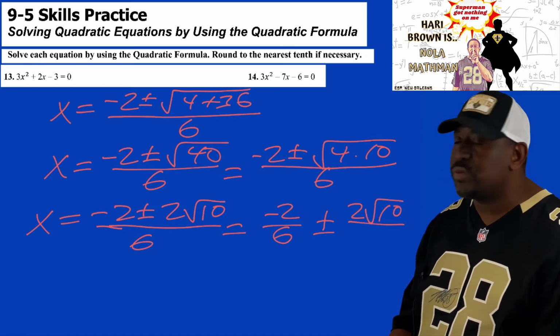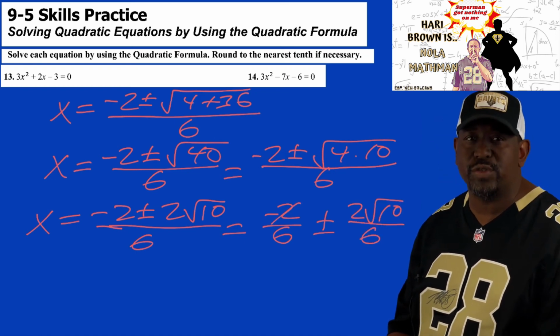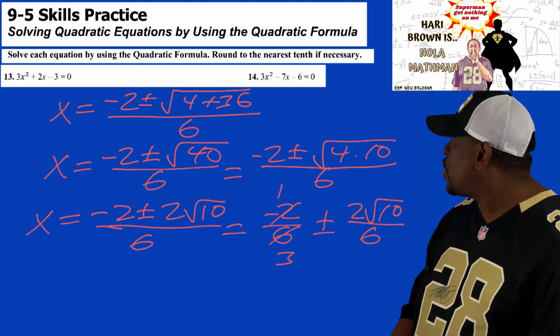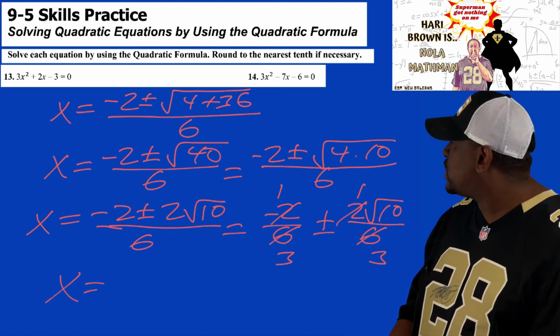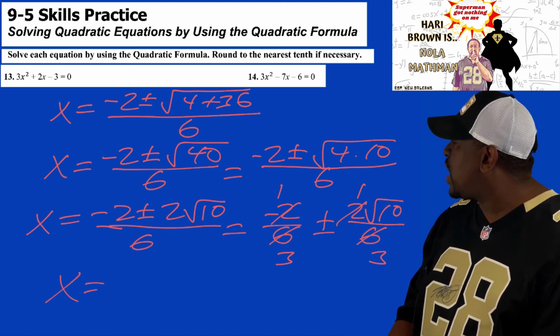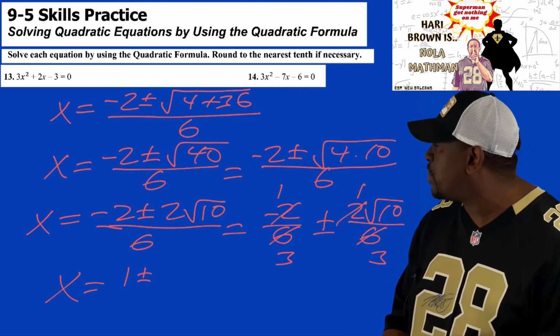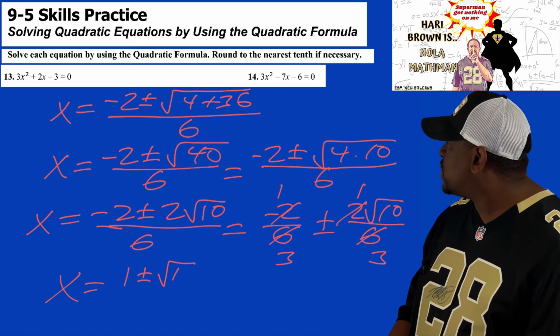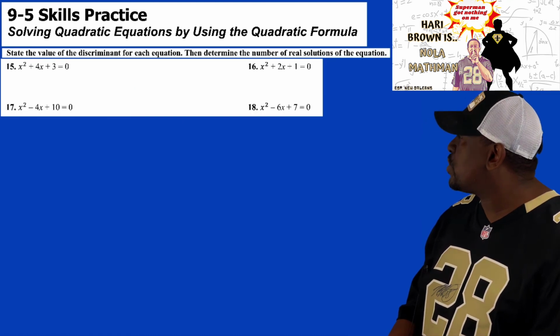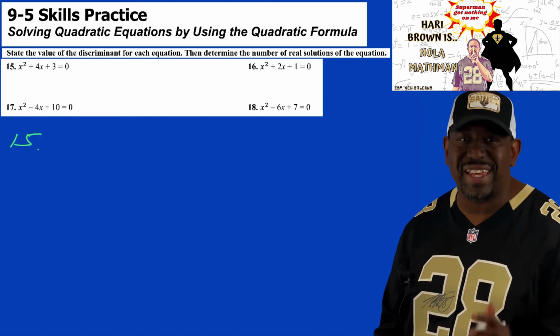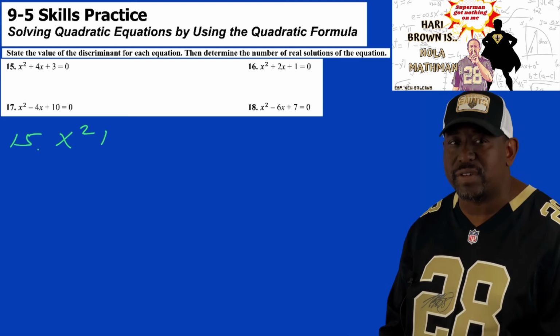-2 over 6 will be, divide both by 2, you get -1/3, and then you divide both terms in the second term by 2, and you'll get the square root of 10 over 3. And so our final answer will be, since they both have the same denominator, you can make it one fraction by putting -1 plus or minus the square root of 10 over 3. It should be -1. It said 1 there, but the NOLA Mathman forgot to put -1.